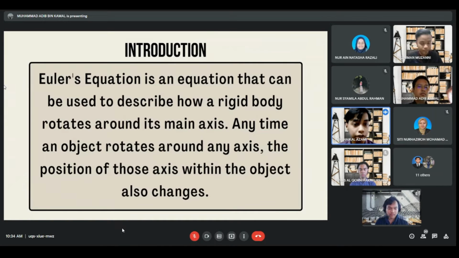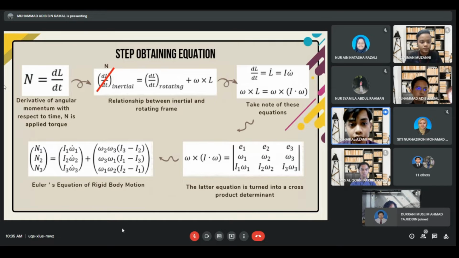Okay, for the introduction, what is the Euler equation? The Euler equation is an equation that can be used to describe how a rigid body rotates around its main axis. Any time an object rotates around any axis, the position of those axes within the object also changes. Okay, now we know what the Euler equation is, and now let's see the steps for obtaining the equations.